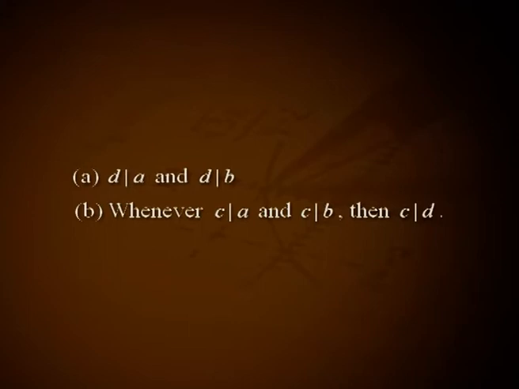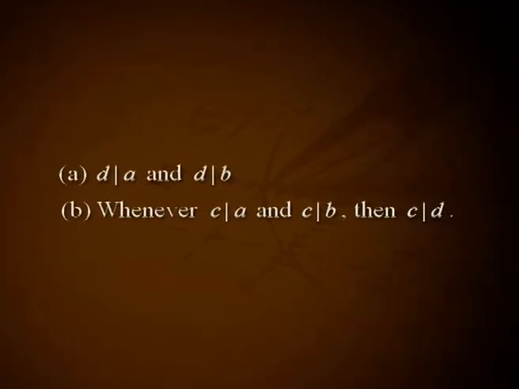A. d divides a and d divides b. B. Whenever c divides a and c divides b, then c divides d. Proof. Suppose that d = GCD(a, b). Certainly d divides a and d divides b, so that A holds in light of Theorem 4. d is expressible as d = ax + by for some integers x and y. Thus, if c divides a and c divides b, then c divides ax + by, or rather c divides d. In short, condition B holds.